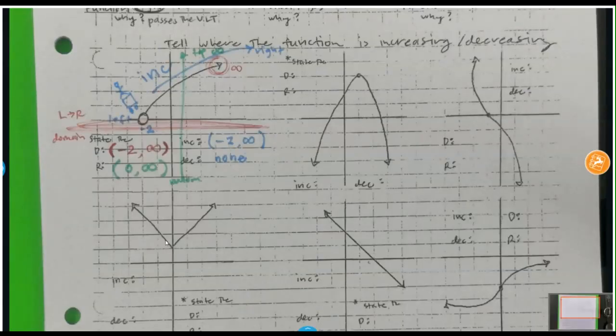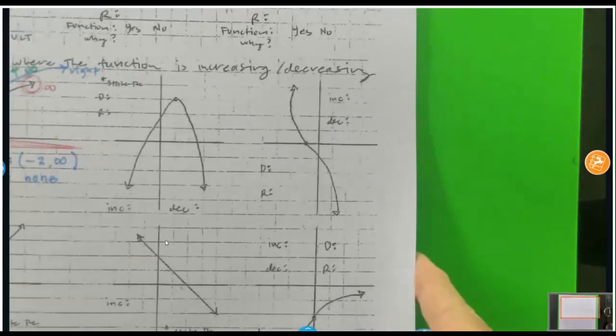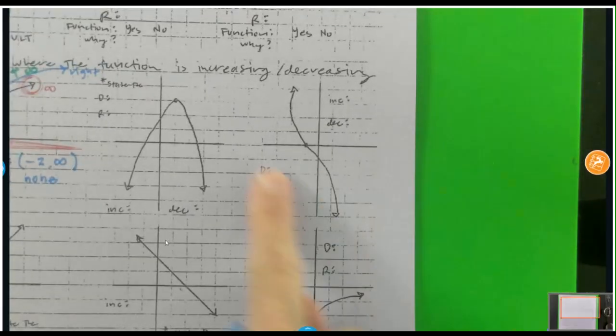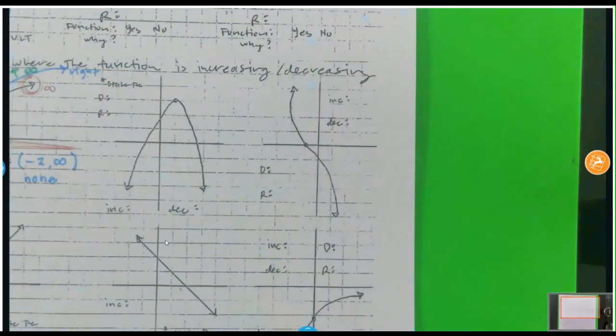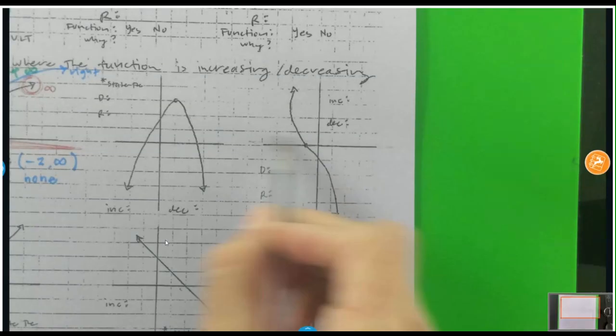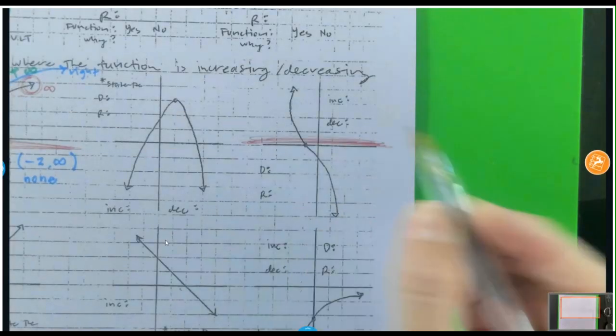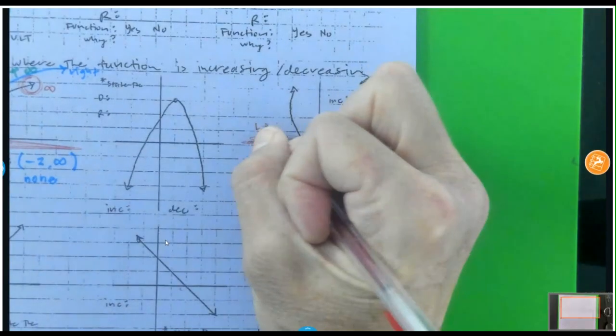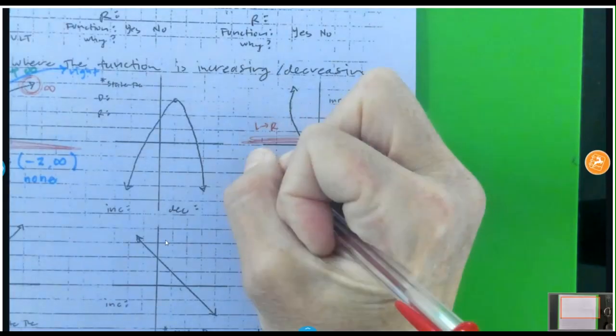All right, let's try one more. Let's try this one top right. Let's try this one right here. All right, let's start with our domain. Let's try to go in the same order that we did the last one. So our domain, we're looking at this thing from left to right. This is the direction that we're looking at it, and this will be our domain.